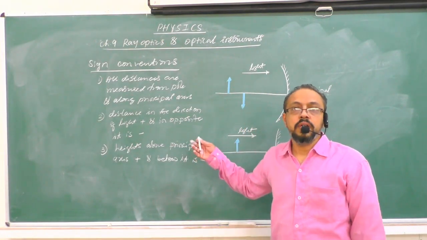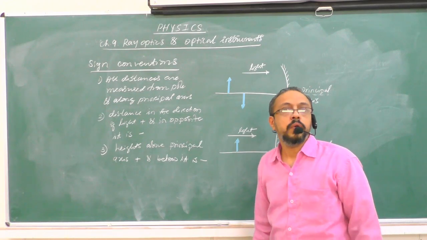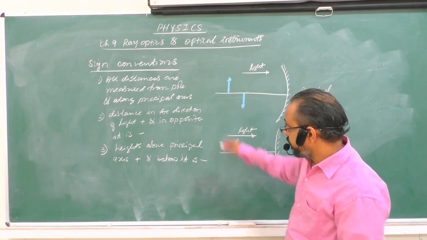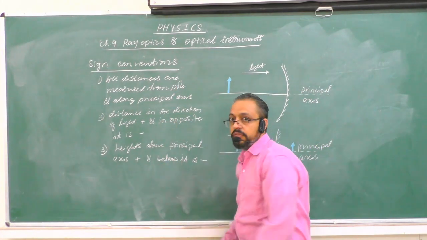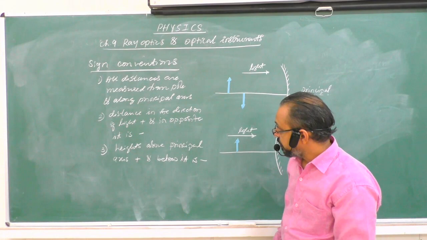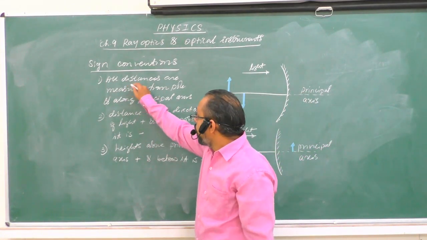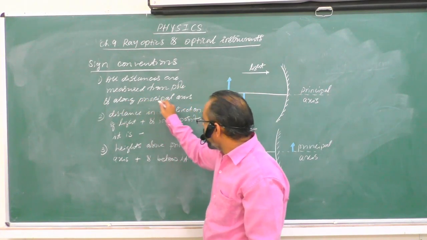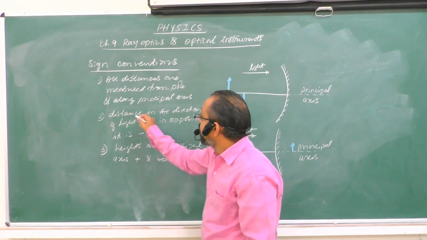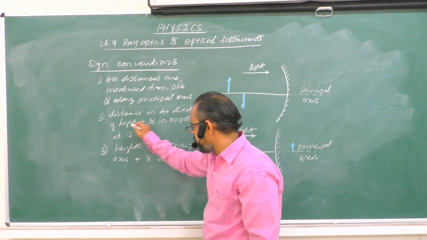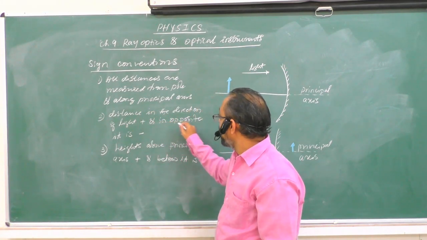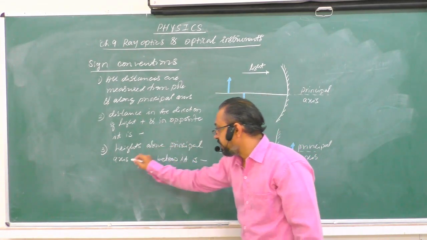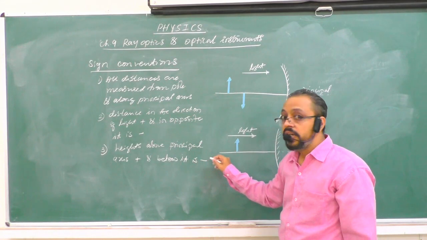So here is what you call sign convention. Let us learn what your syllabus tells about the sign convention. There are 3 sign conventions we use in mirrors. So first point is all distances are measured from pole and along principal axis. Distance in the direction of light is positive and in the opposite direction it is negative. Heights above principal axis are positive and below it are negative.